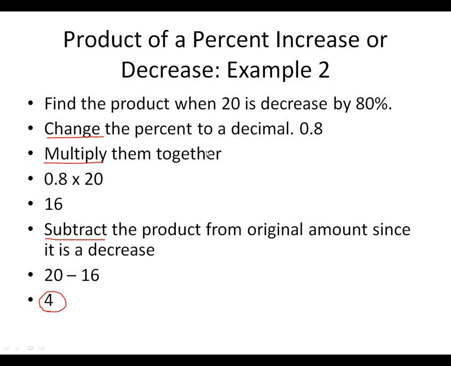Product of a percent increase or decrease. Example 2. Find the product when 20 is decreased by 80%. We first change the percentage to a decimal, which is 0.8, as you see here. Next, we multiply them together. So 0.8 times 20 equals 16. Then we subtract the product from the original amount since it is a decrease. So 20 minus 16 equals 4.